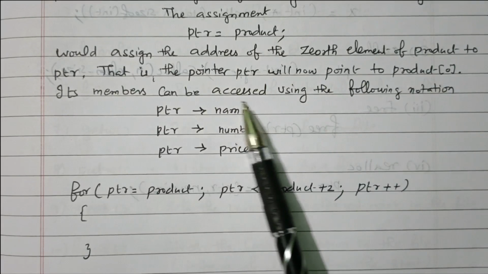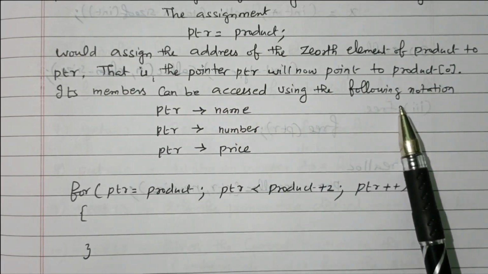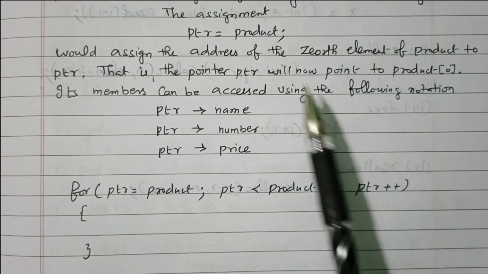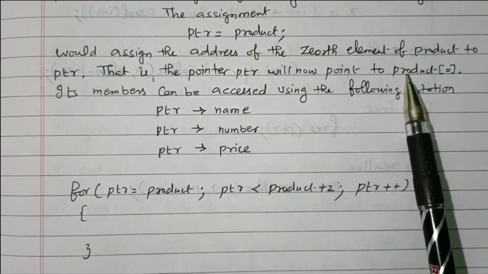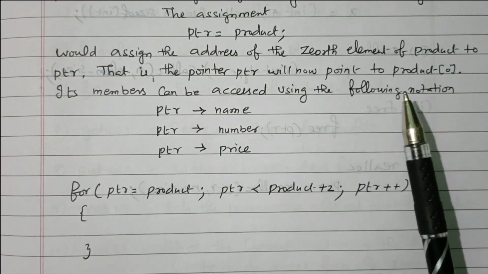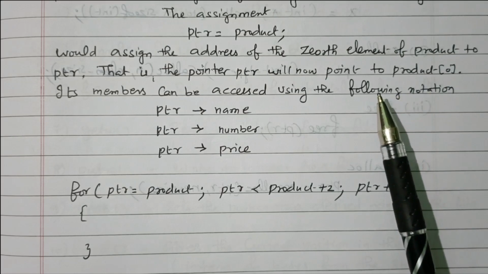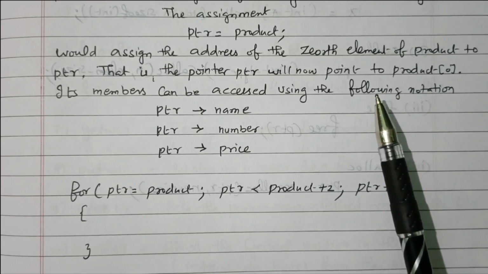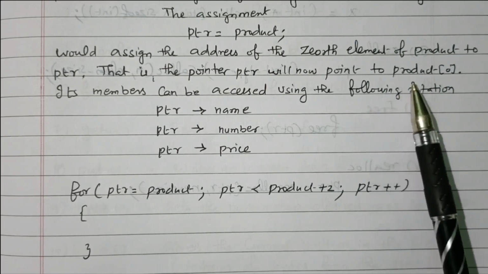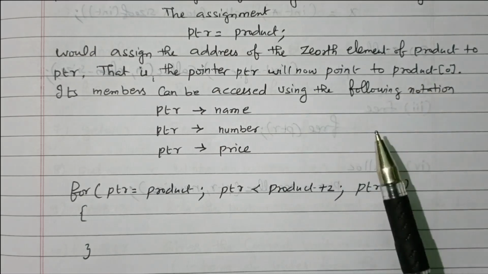A member can be accessed using the following notations, right? Already product has two elements. After declaring, product[0] will be assigned. So product[1] will also be assigned after incrementing, one by one, like ptr plus 1. While declaring the array, the pointers are also incremented. Here also it will be incremented, so the next set of addresses, product[1], will be stored.